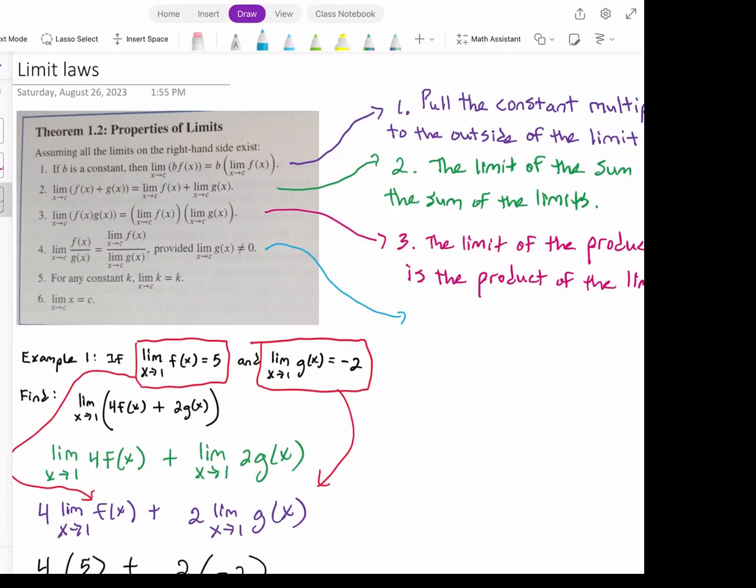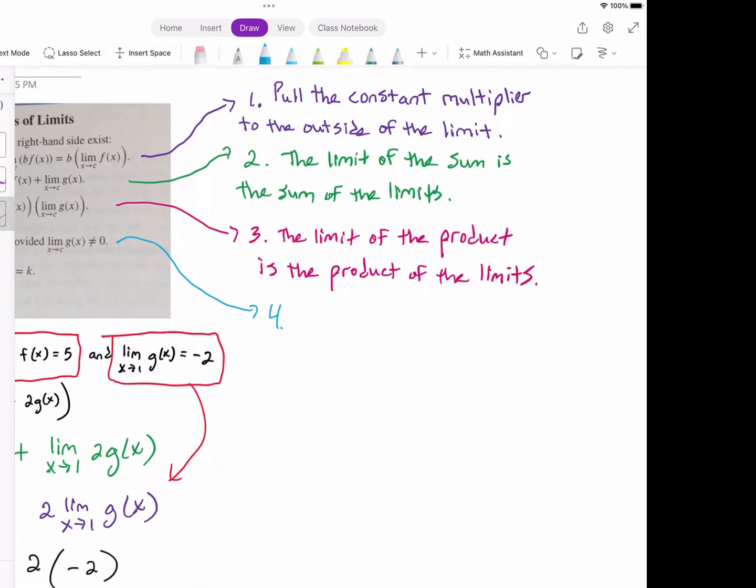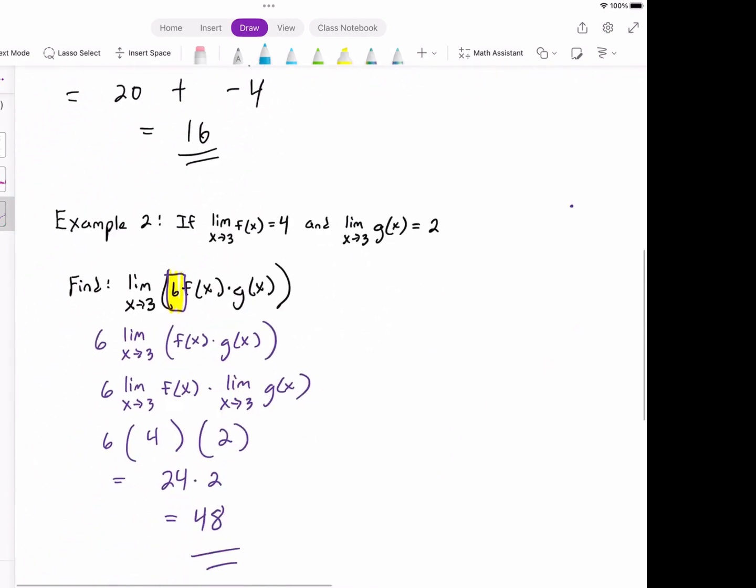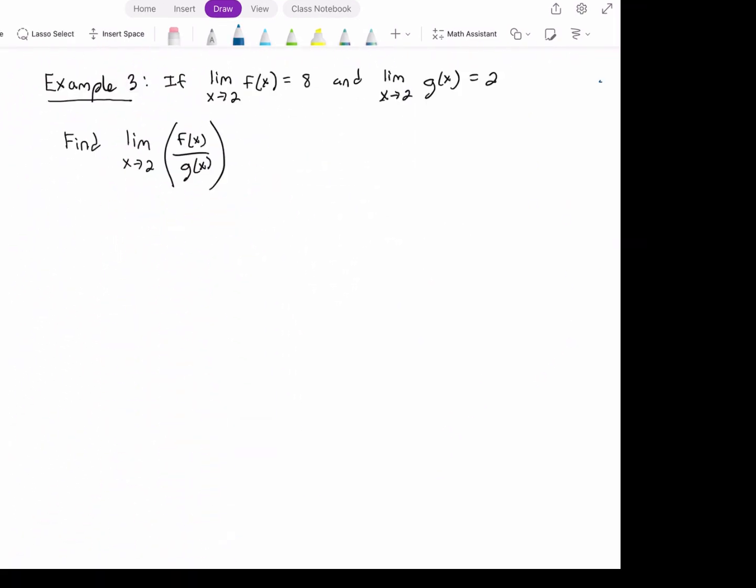That one involves quotients, and we want to say the limit of the quotient is also the quotient of the limit. Let's look at an example that uses this limit law. We just need to make sure the denominator does not equal 0. Okay, let's find a spot to write on. Okay, here's our problem. We're supposed to find the limit as x goes to 2 of a quotient f of x over g of x.